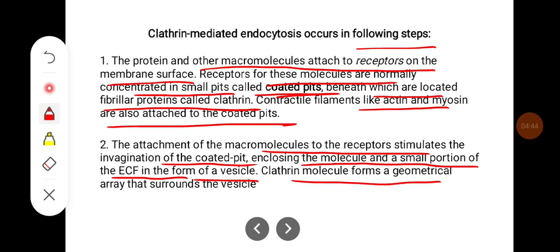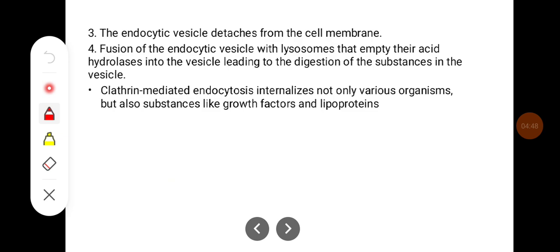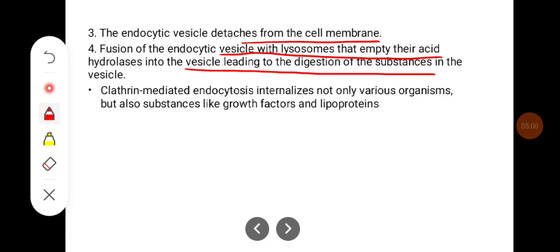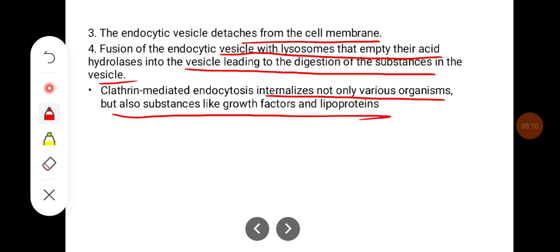Clathrin molecules form a geometrical array that surrounds the vesicle. The endocytic vesicle detaches from the cell membrane. The endocytic vesicle then fuses with lysosomes that empty their acid hydrolases into the vesicle, digesting the substance in the vesicle. Clathrin mediated endocytosis internalizes not only various organisms but also substances like growth factors and lipoproteins.